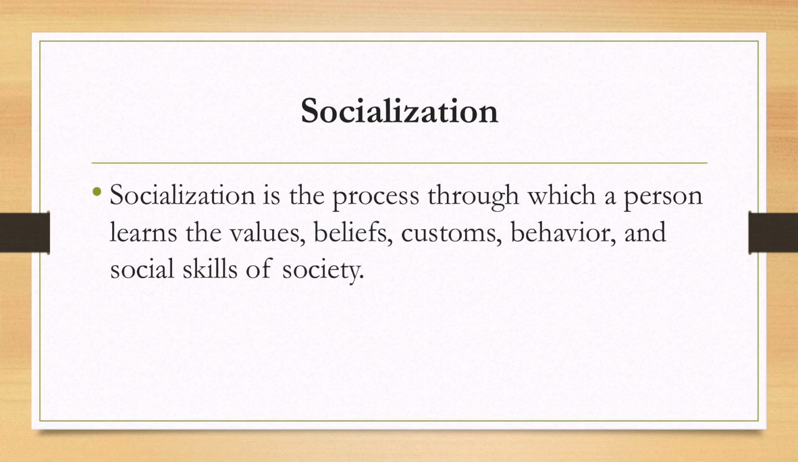Now we will move to the topic of socialization. So what is the meaning of socialization? It is the process in which a person learns the values, beliefs, customs, behavior and social skills of the society. It helps the individual to become a responsible and active member of the society. For example, learning respect from the parents, following school rules, learning the culture and traditions, and developing communication skills. These are examples of socialization.